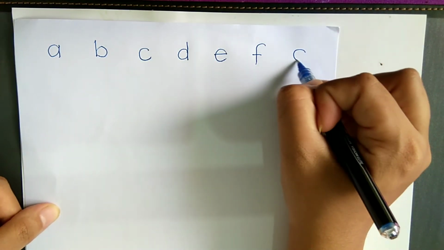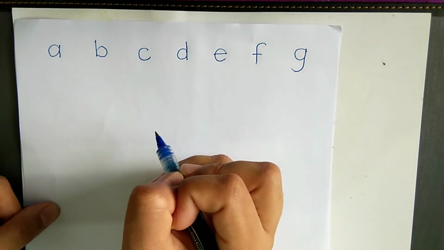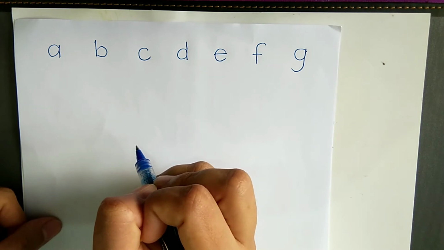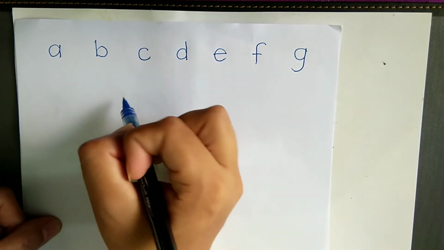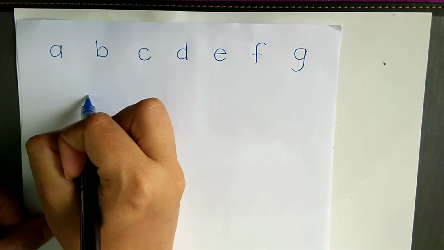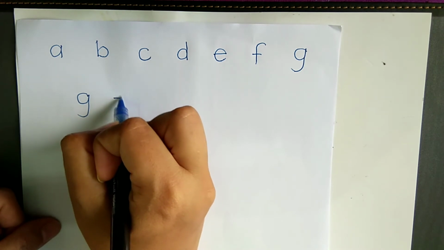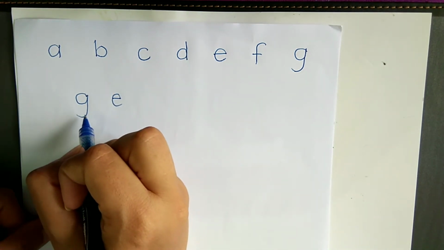This is letter G and the sound is G. Like goat, G, G, gun, G, G, grass. So we have g, a, g, a, g.